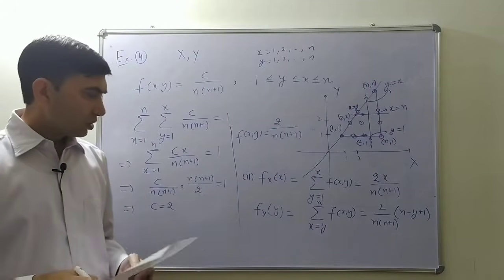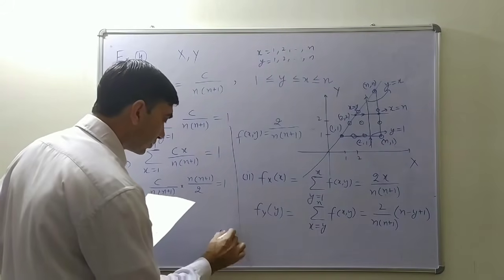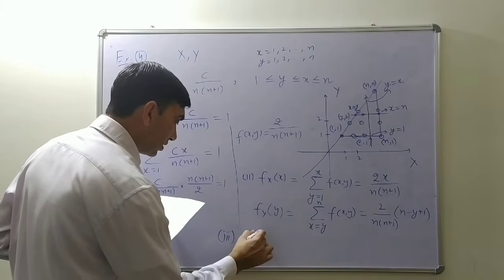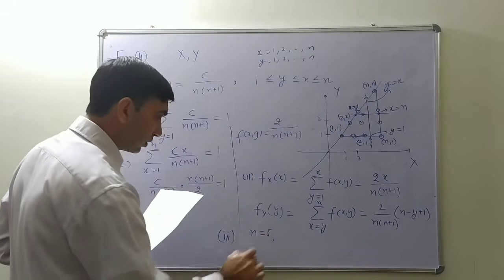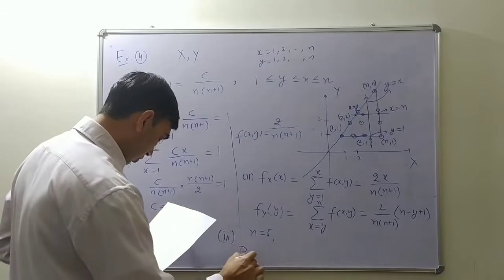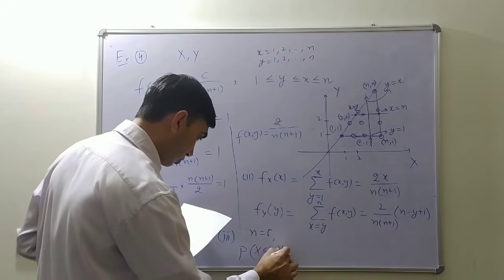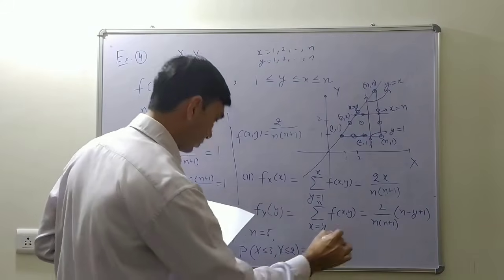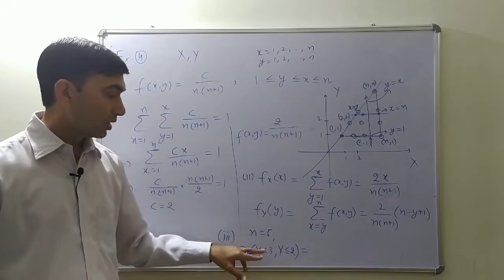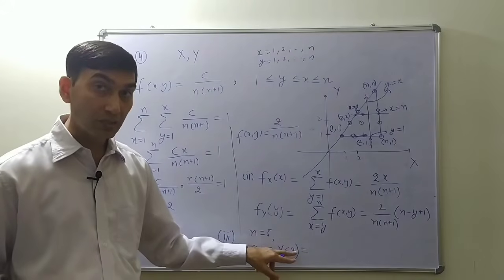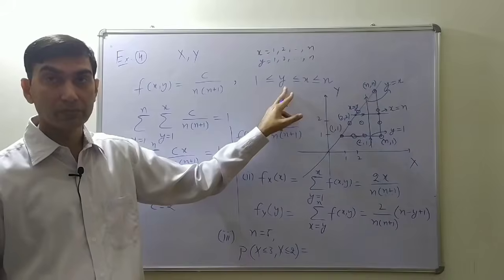One more part you can do in the same problem. What is it? Suppose n is equal to 5. Suppose n is fixed to 5. What is the probability for x less than or equal to 3 and y less than or equal to 2? So which pairs of xy will you consider? Where x is less than or equal to 3, y less than or equal to 2, but one more condition, y should be less than or equal to x.